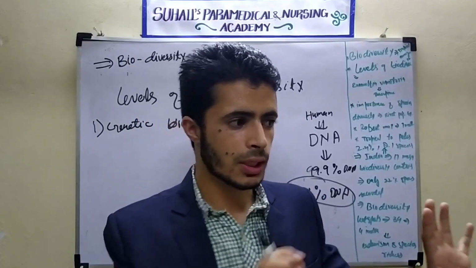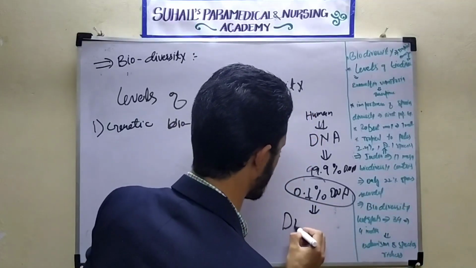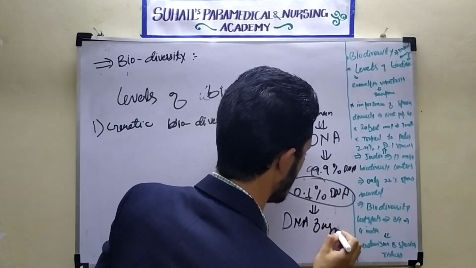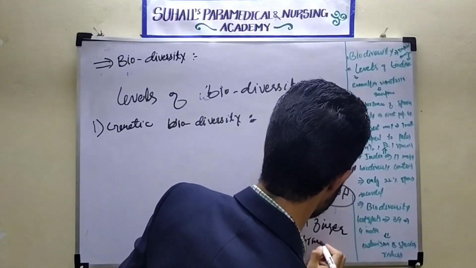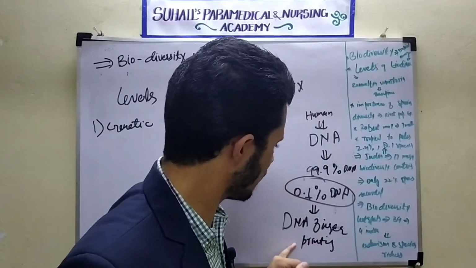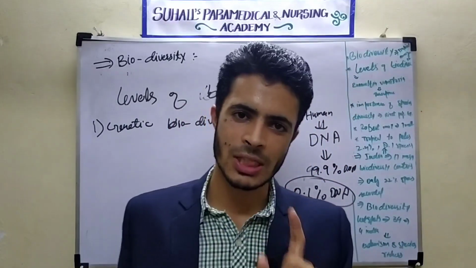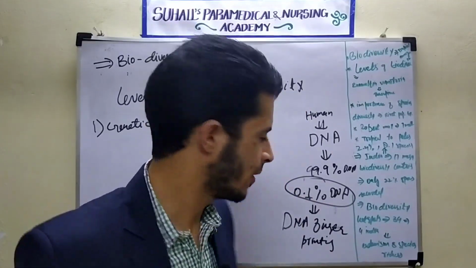Then what we will do is take the DNA from these five or two persons and go for DNA fingerprinting. In DNA fingerprinting, we can easily know who is the person responsible for the murder, or who is the father of that child.